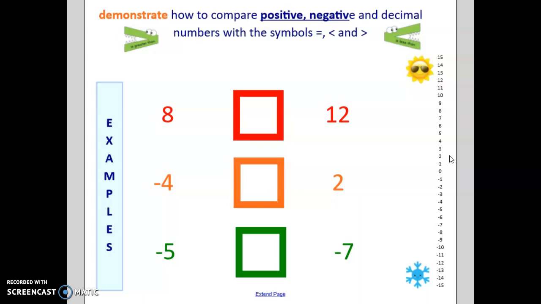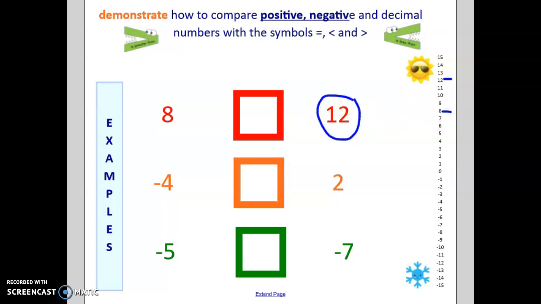Again, red should be my easy question, amber should be my middly question, and green should be the most difficult. So let's have a look at what we've got here. The first one says 8 and 12. Now I'm sure you can do this without looking at a number line, but just to show you how the number line works, I can see that 12 is up here and 8 is a little bit lower. So I'm going to circle the bigger of those two numbers, which is 12.